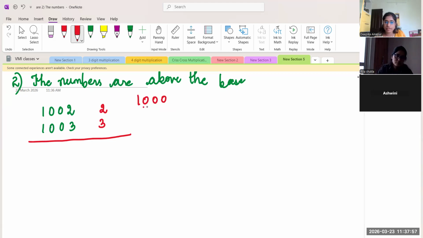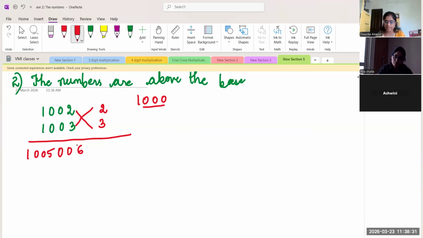Right. So 3 zeros are there in the base. The right side of my answer should consist of 3 digits. That is 0, 0, 6. And then cross addition. 1002 plus 3 or 1003 plus 2. Both will be 1005. So this is the answer, right? So this is the case when both the numbers are above the base.